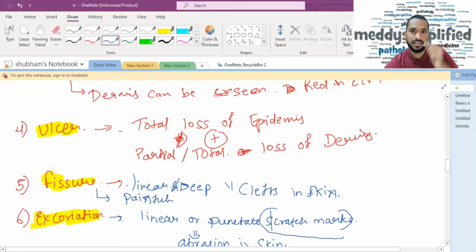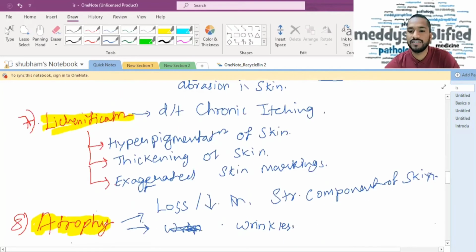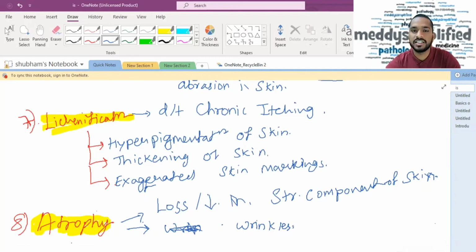The heel that cracks, the crack that comes, that can be called a fissure. So that is fissure. Then excoriation is linear or punctate abrasion in the skin, which is usually due to scratching, or it is called scratch marks too. Then we have lichenification, which occurs due to chronic itching, and this has three components: hyperpigmentation of skin, thickening of skin, and the exaggerated skin marking. The last but not the least is the atrophy. It is loss or decrease in the structural component of the skin, and the classical example is wrinkled skin appearance. This is known as atrophy.